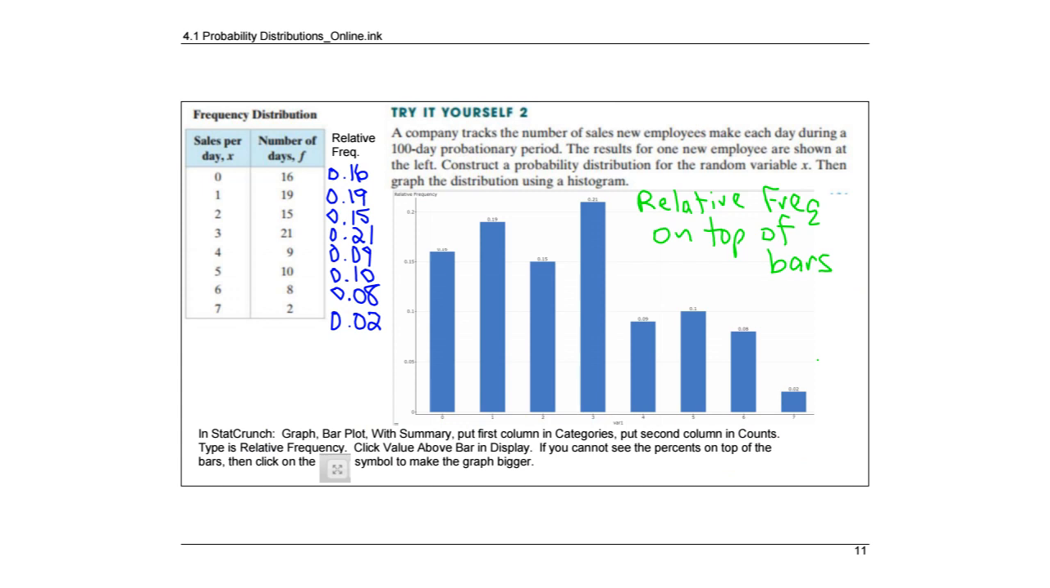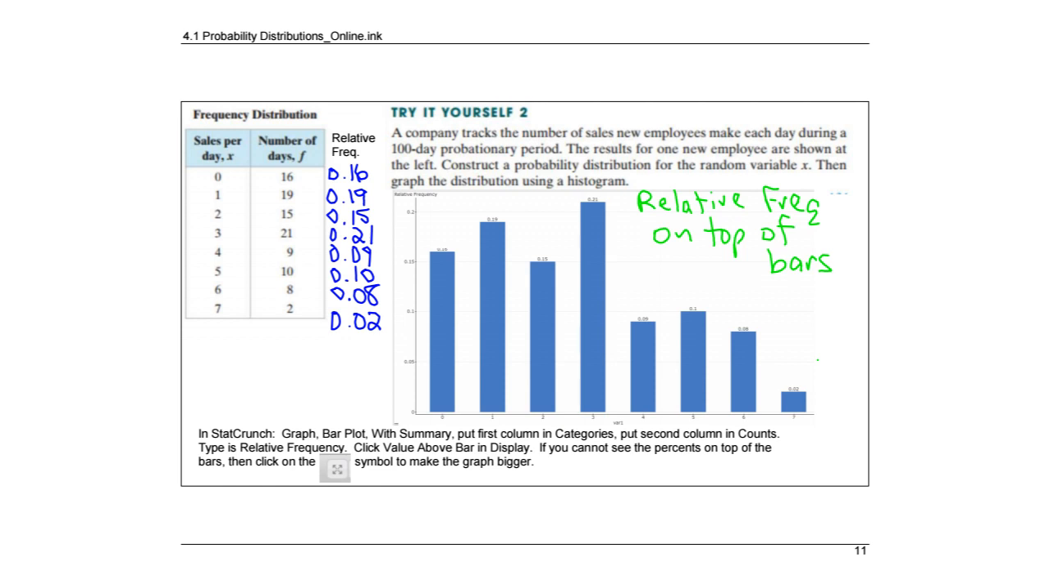All right, here's a different problem. The company tracks the number of sales new employees make each day during a 100-day probationary period. So the results here are sales per day. So I've got 0 through 7, nice discrete variable, and then the number of days. So that's my frequency. We would need to find the relative frequency.